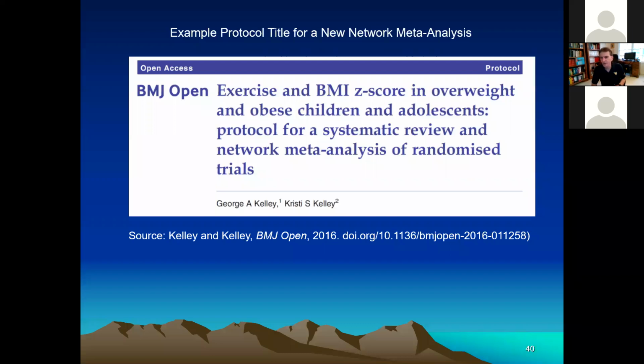And the title is Exercise and BMI Z-Score in Overweight and Obese Children and Adolescents: Protocol for a Systematic Review and Network Meta-Analysis of Randomized Trials.